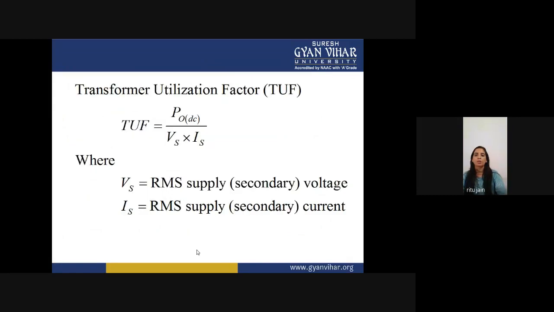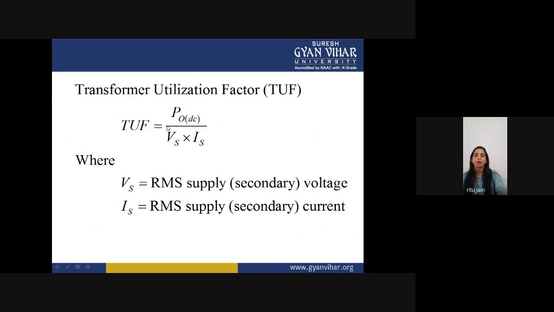Now the next formula, which is very important, is called the transformer utilization factor. When you design any kind of circuit, that formula has a very important role. So we have to understand what the transformer utilization factor is. The transformer utilization factor can be written as TUF.